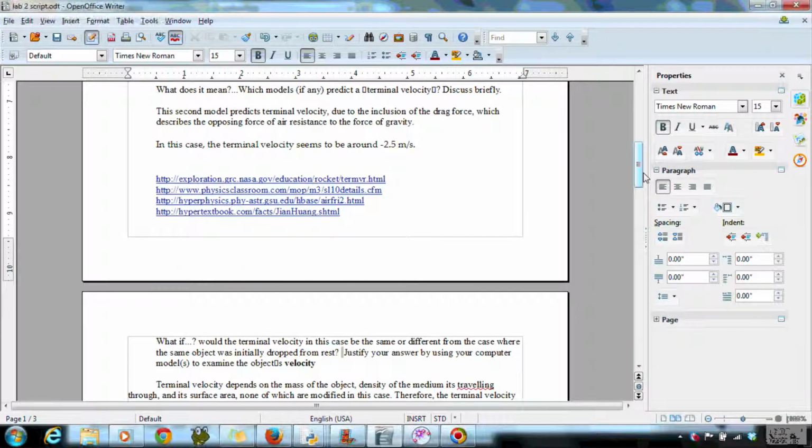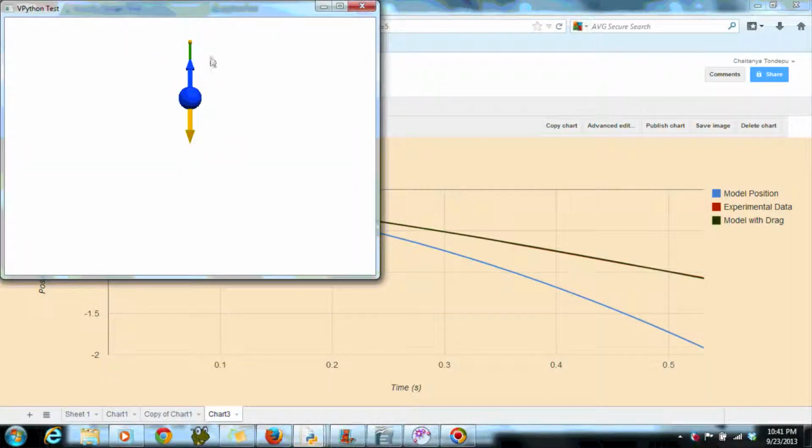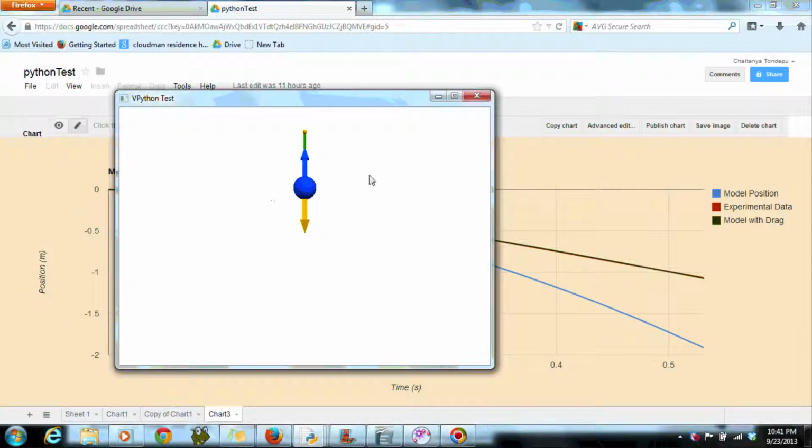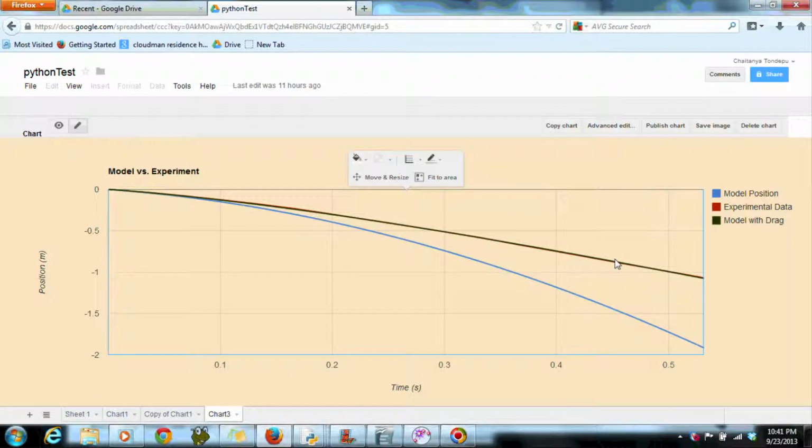What does it mean? Which models predict the terminal velocity? Well, the second model, with the inclusion of the drag force, predicts the terminal velocity, which describes the opposing force of air resistance to the force of gravity. When the two equal each other, the net force will equal zero, and the velocity of the object will become constant. In this case, the terminal velocity seems to be around negative 2.5 meters per second.